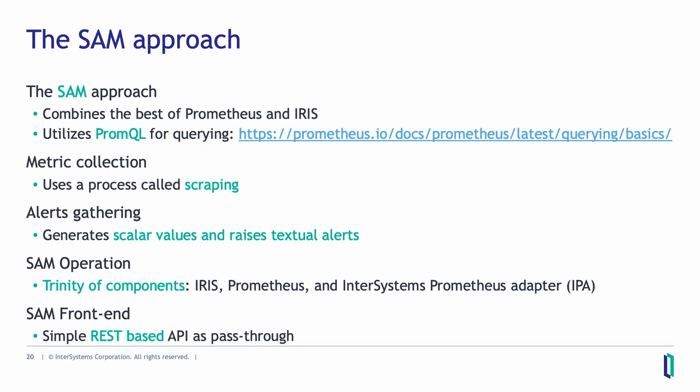So moving on to the SAM operation. The metrics and alerts aggregator, which we refer to simply as SAM, consists of three components: IRIS, Prometheus, and the InterSystems Prometheus adapter, which we named IPA, which now sounds like a really good idea.